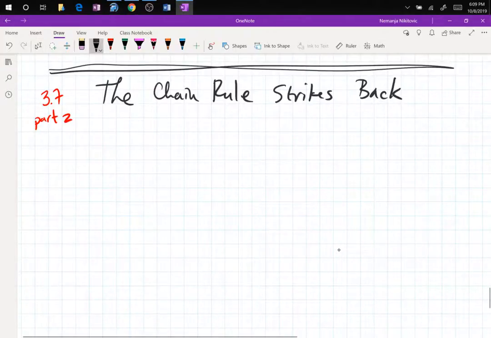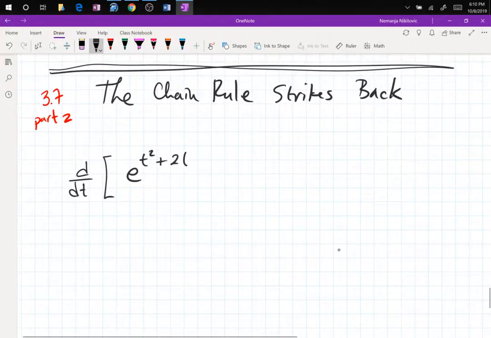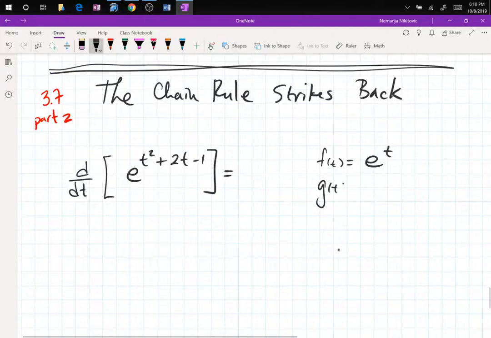Let's just warm up here with something like the derivative with respect to time of, say, e to the t squared plus 2t minus 1. So what we said is we have the outer function and the inner function. The f of t would be the outer function, which is e to the t, and then g of t would be the inner function, which is t squared plus 2t minus 1.